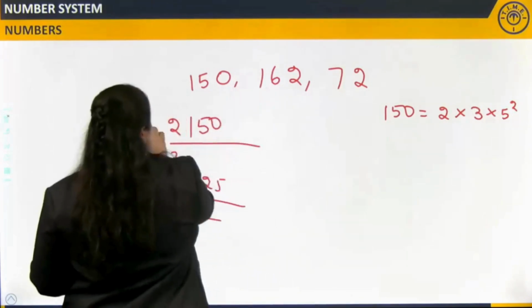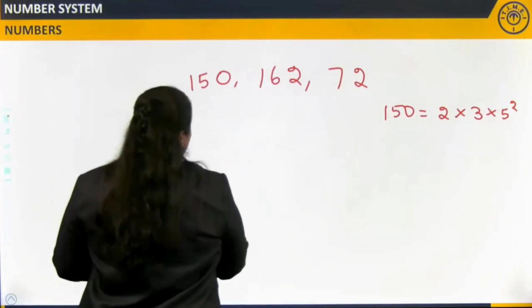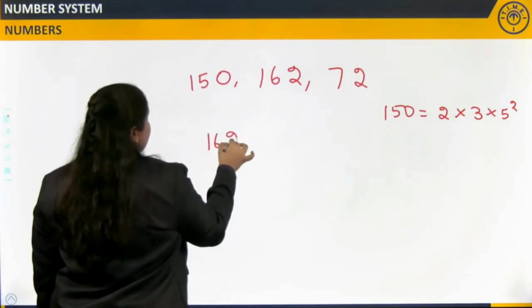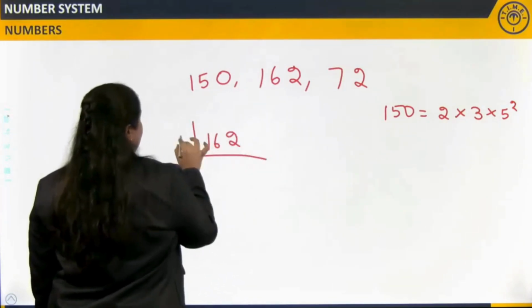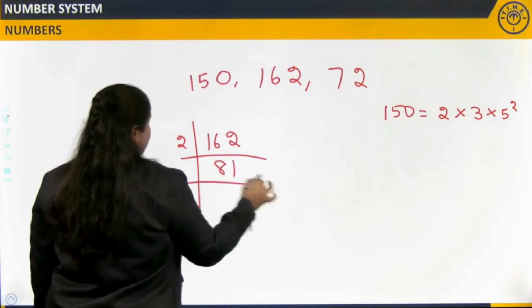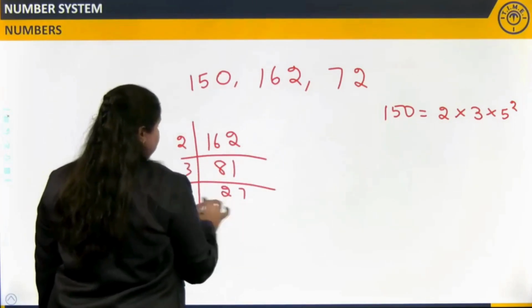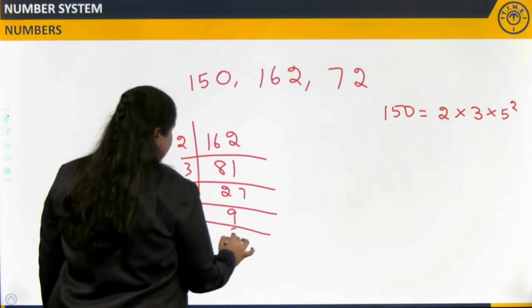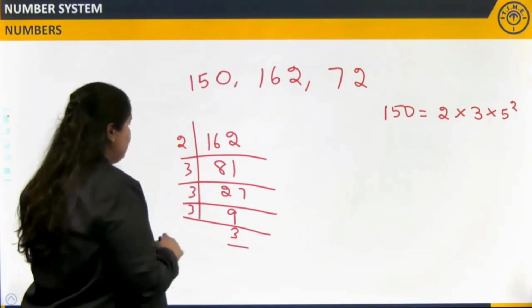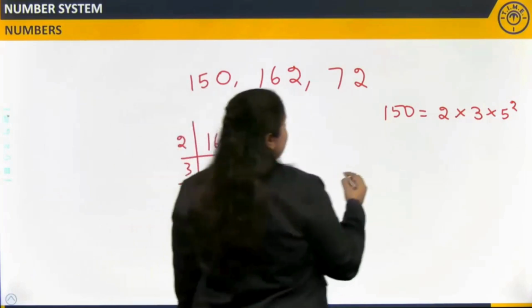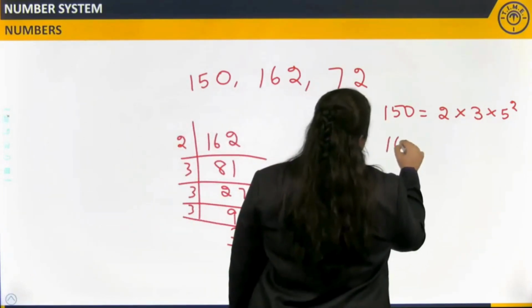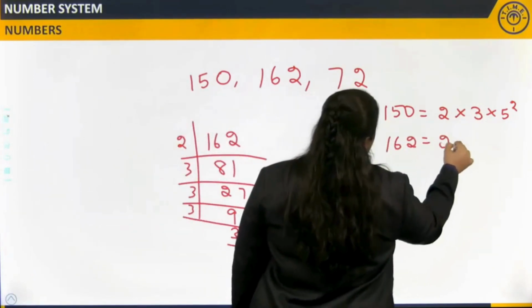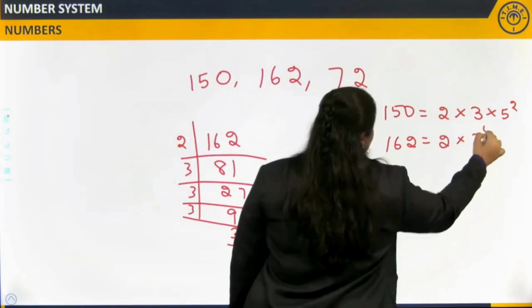Now coming to the next number. What is the next number? 162. Okay. When you divide this by 2, what do you get? You will be getting 81. 81 is divisible by 3. 27, again by 3, 9, again by 3, okay. So, how many 2s are here? 1. How many 3s are here? 4. So, 162 is equal to 2 into 3 power 4.